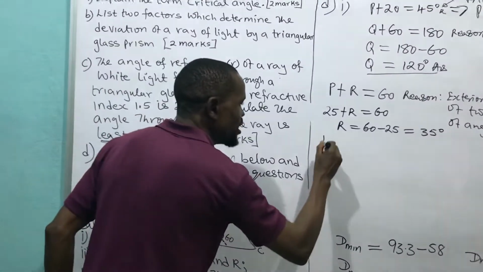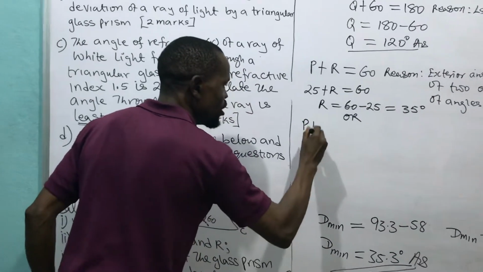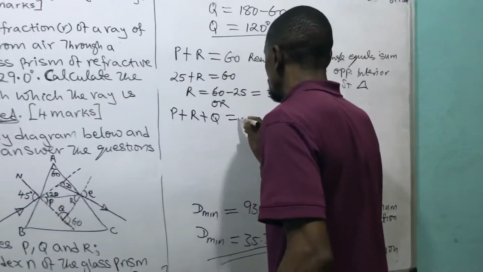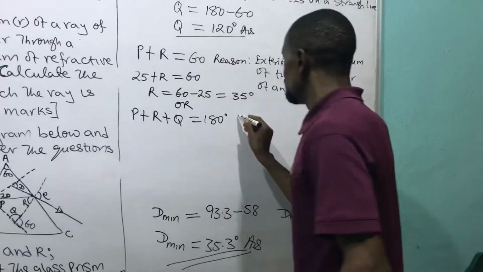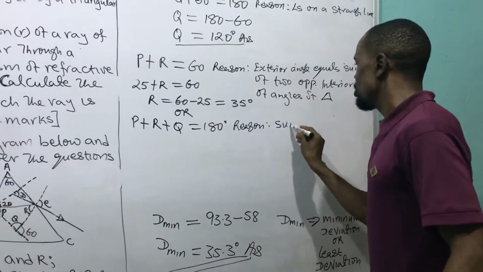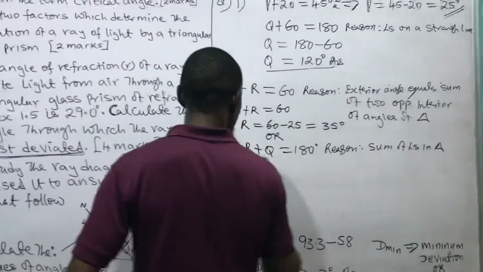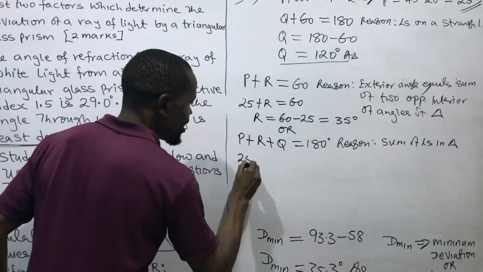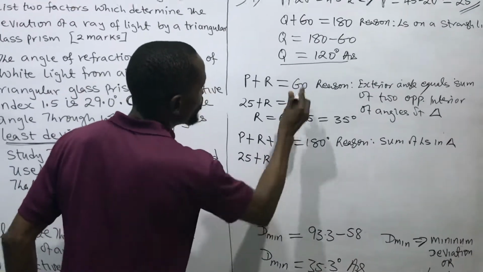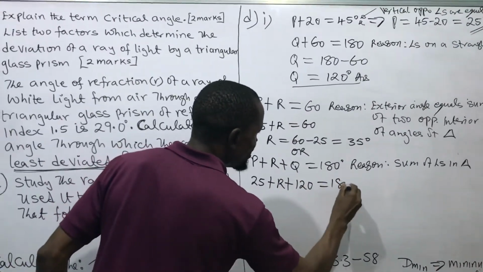You can use this way: P plus R plus Q is equals to 180 degrees. Reason: sum of angles in a triangle. My P is 25. My Q, I have gotten it before, which is 120. I think you are following me. Is equals to 180 degrees.